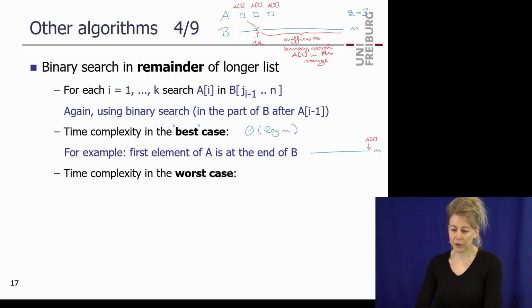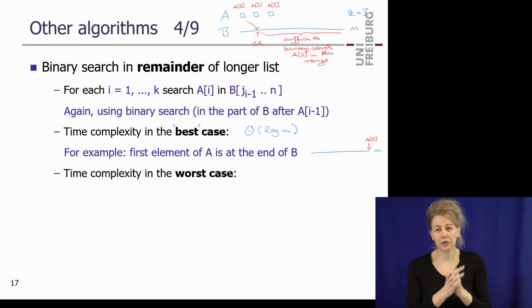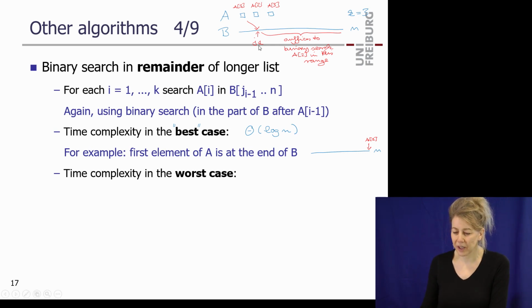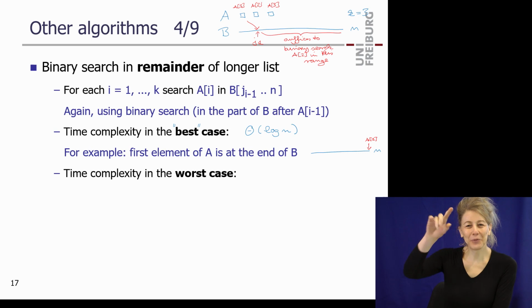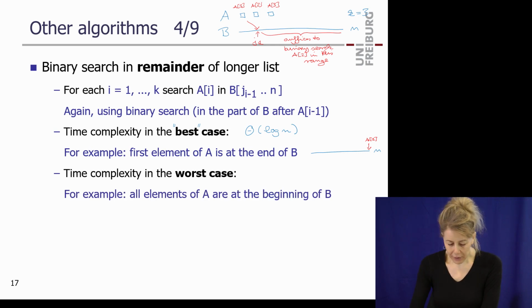So what's the worst case complexity? This is supposed to be an improvement of the previous one, which does k binary searches. What's the worst case? Yes? K, yeah, k log n, that's true. Yeah, it's k log n. And when does it happen? Yeah, exactly, if all of them occur at the beginning of the list.